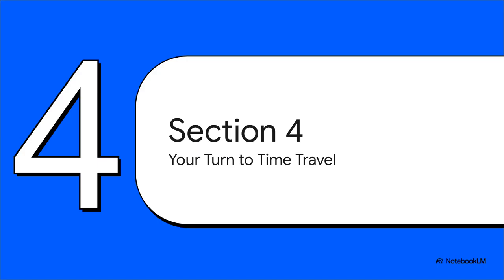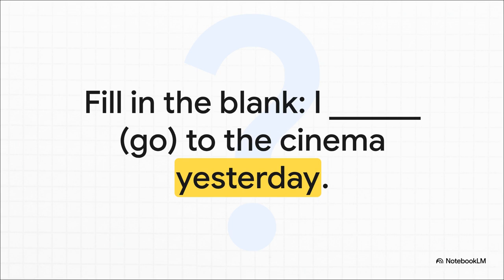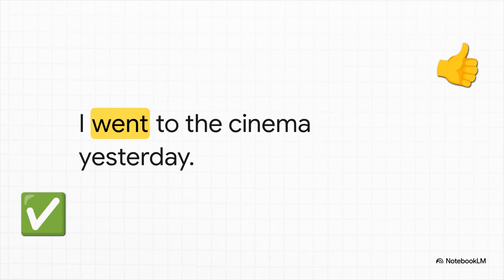All right, you have seen the manual, you've watched the demos. In section 4, it's your turn to time travel. I'm handing you the keys to the machine. Let's just run a few quick tests to make sure you're ready to fly. First one, let's complete this sentence. I go to the cinema yesterday. So think about it. Is go a standard verb or is it one of our rebels? Yep, that's right. It's went. Go is a classic rebel verb, so it changes completely. If you got that one, you're already thinking like a time traveler.